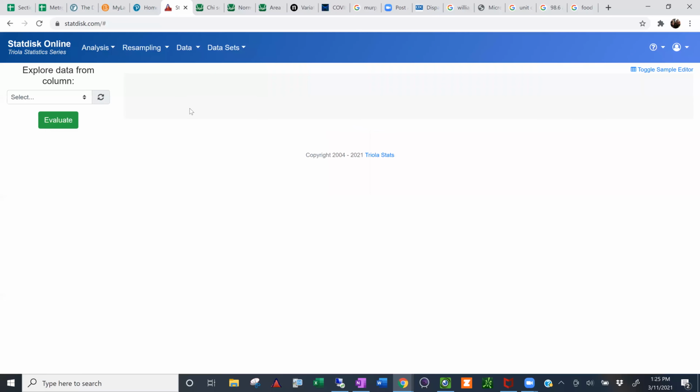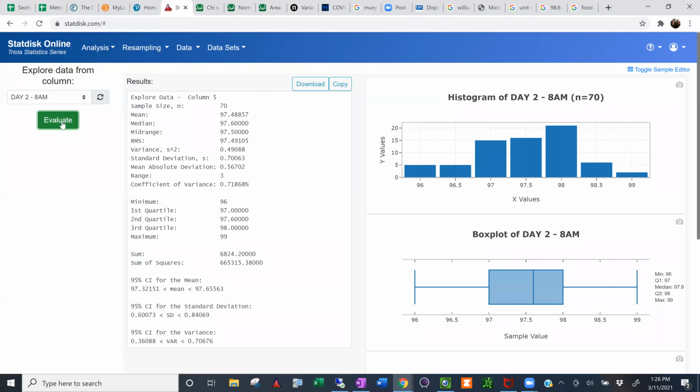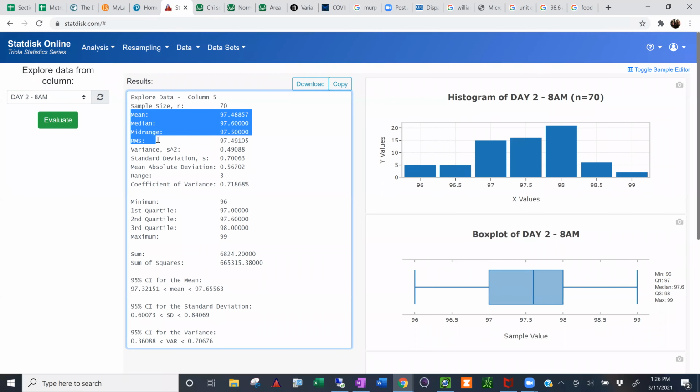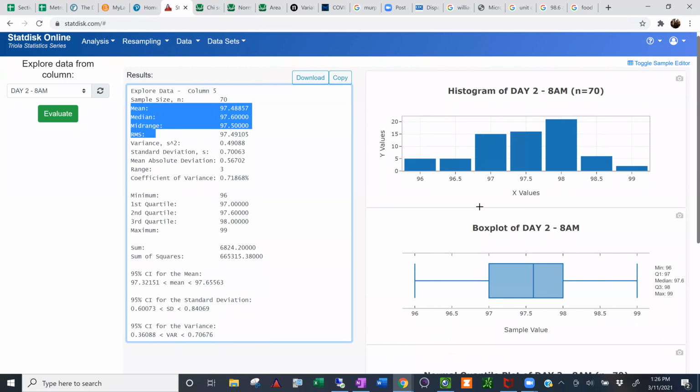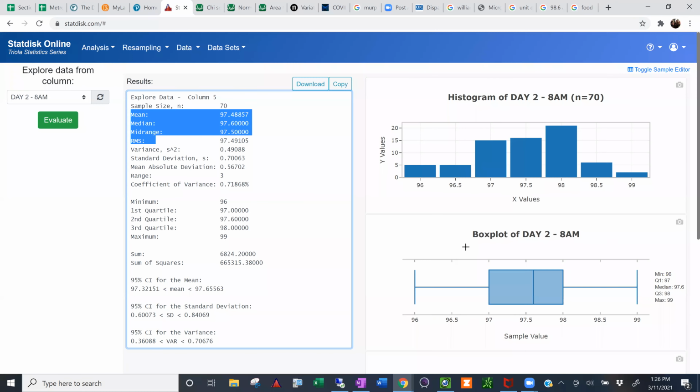When you click that, you'll get a little drop-down menu here. Let's select our data from day 2 at 8 a.m. When you click evaluate, you get more statistics, more numbers than you'll know what to do with. You got your mean, mid-range, median, root mean square, variance, standard deviation, all the different quartiles. Over here, you've got a distribution, nice histogram, box plot, and a normal quantile plot.